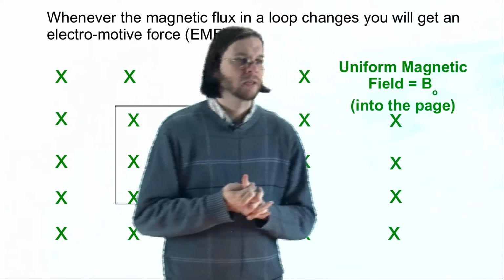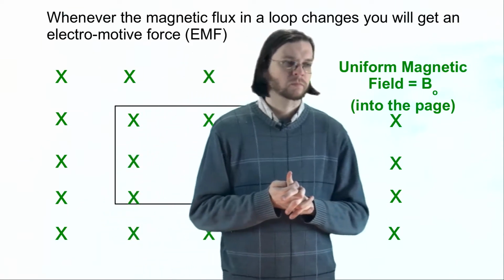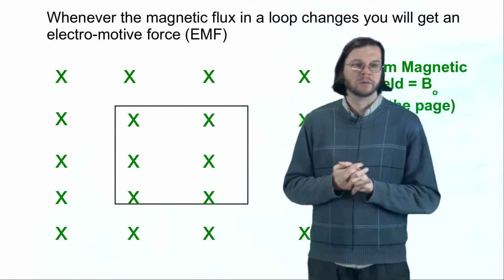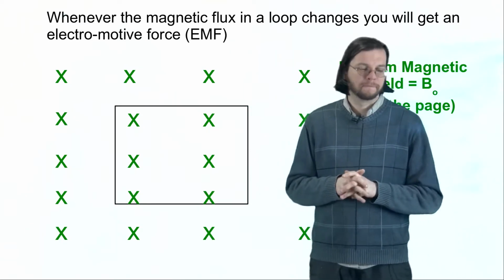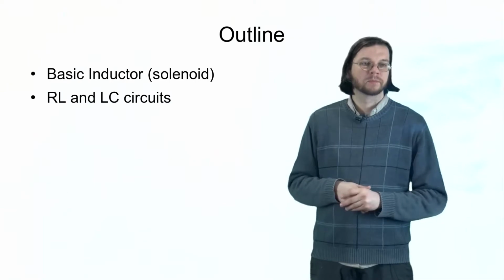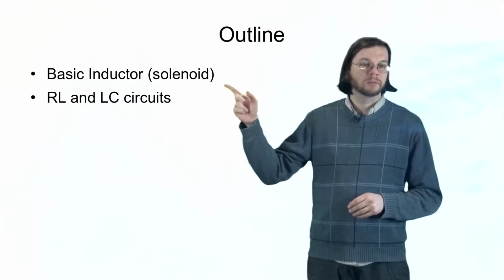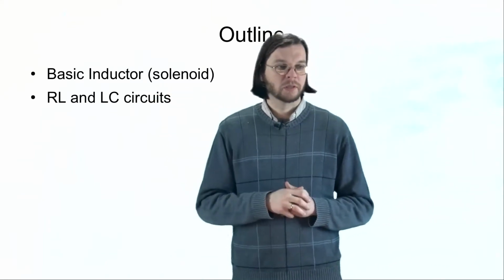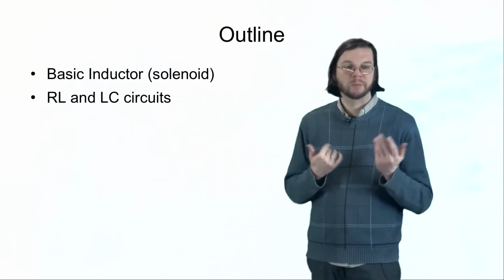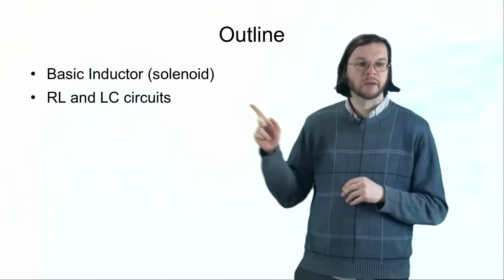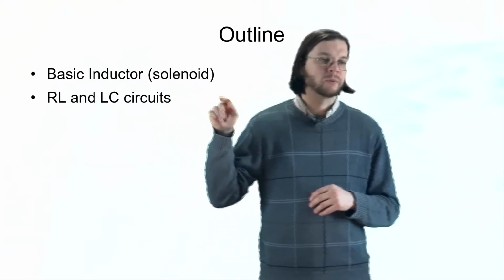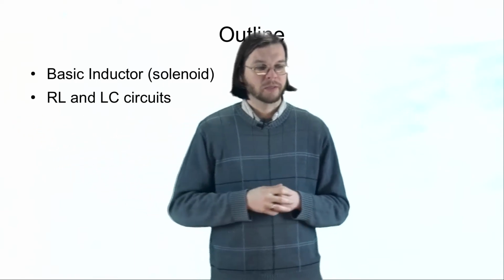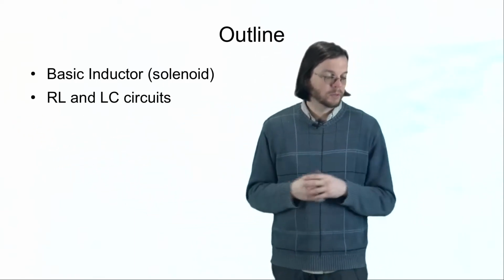I think what we're going to do is go ahead and review a little bit. So we're going to talk about solenoids, and another word for a solenoid is an inductor, or a solenoid is a type of inductor. We're going to continue talking about that, and then we're going to talk about what happens when you put a solenoid into a circuit, either a circuit that has a resistor in it or a circuit that has a capacitor in it.